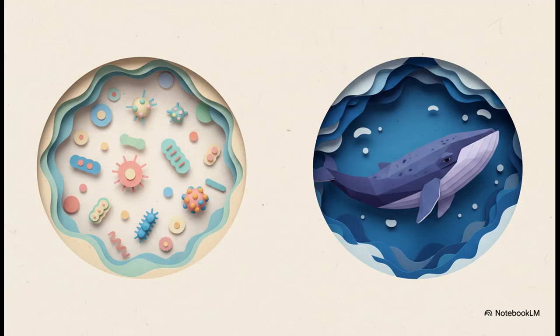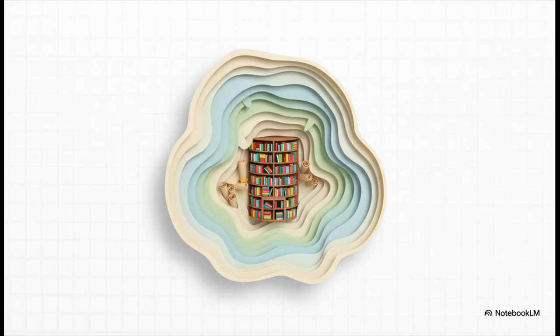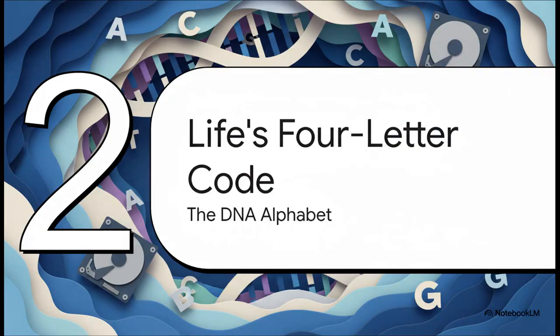Think about it. Every single living thing you can imagine, from the tiniest bacterium to a massive blue whale. It's all written in the exact same language, a universal text that connects every form of life on Earth. And you won't find this language in a book. Nope. It's a vast library of instructions, tucked away inside nearly every single one of your trillions of cells. Okay, so let's dive in.